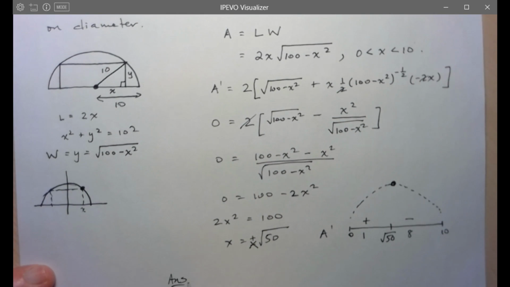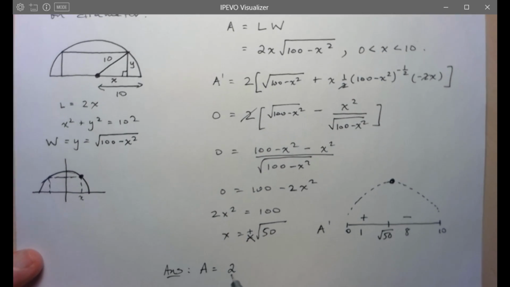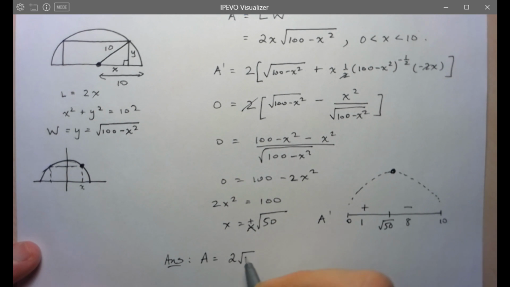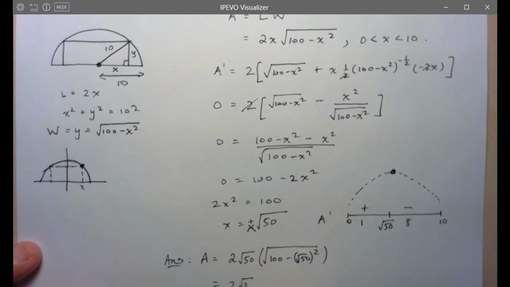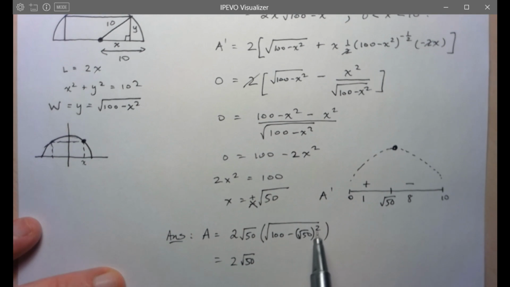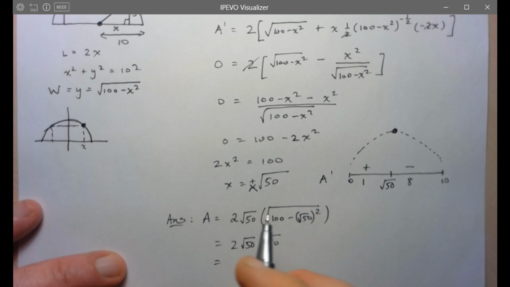So I have my answer is going to be given by, so the area is just 2 times x, so 2 times root 50 times the square root of 100 minus root 50 squared. Okay, and let's see what we have. So 2 root 50. And here we have root 50 squared is just 50. 100 minus 50 is 50. So this is just another square root of 50. So what do we have? Square root of 50 times itself is just 50 times 2 is 100. And since everything was just given in terms of general units, this is going to be units squared. All right, and there's our answer.